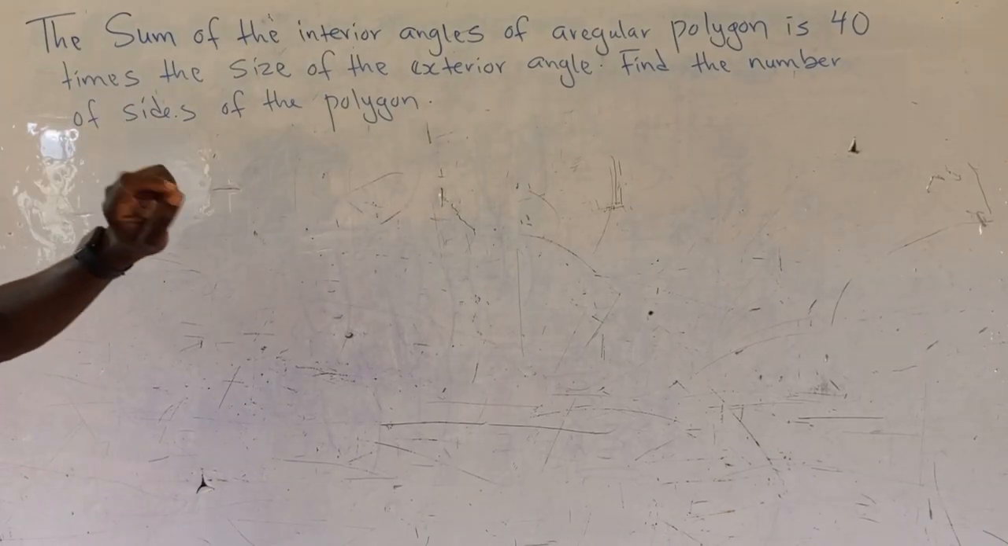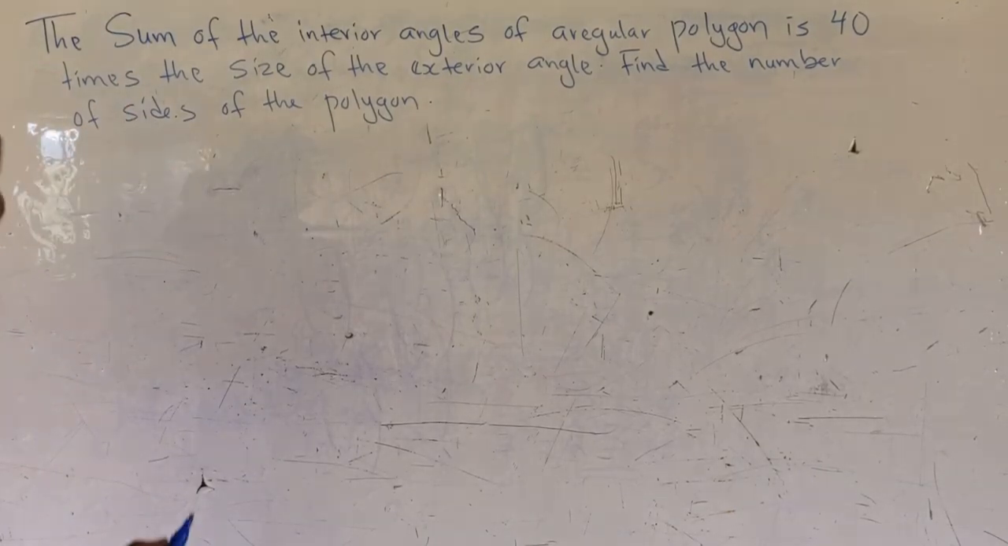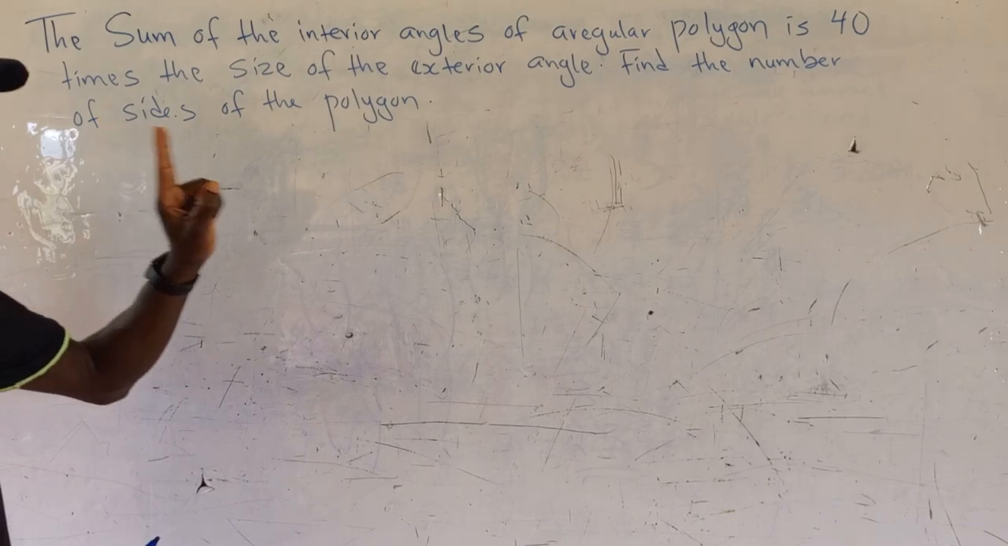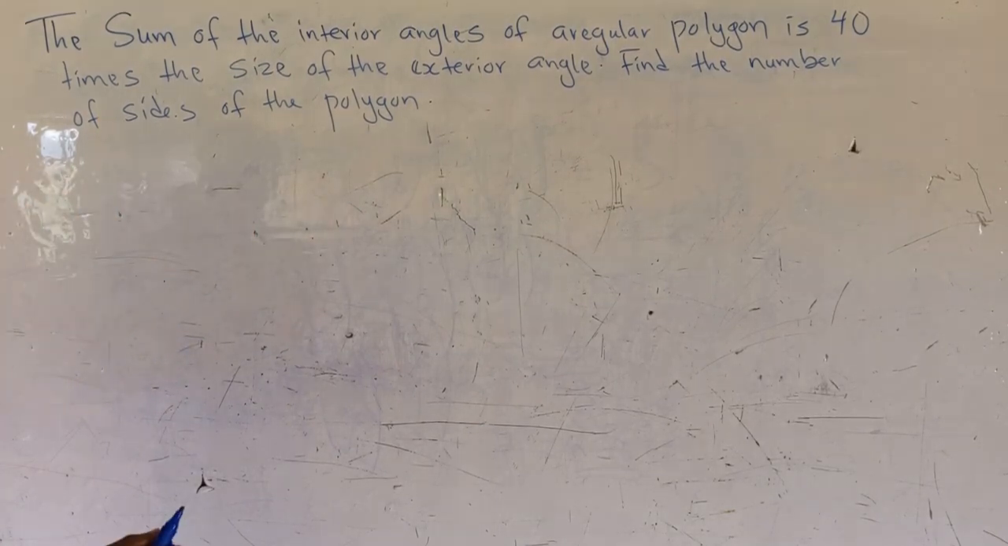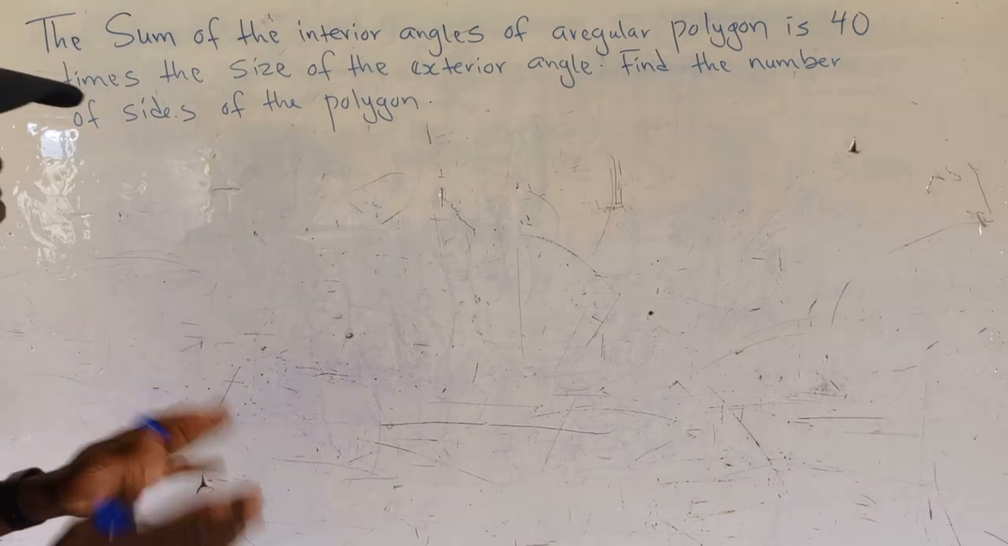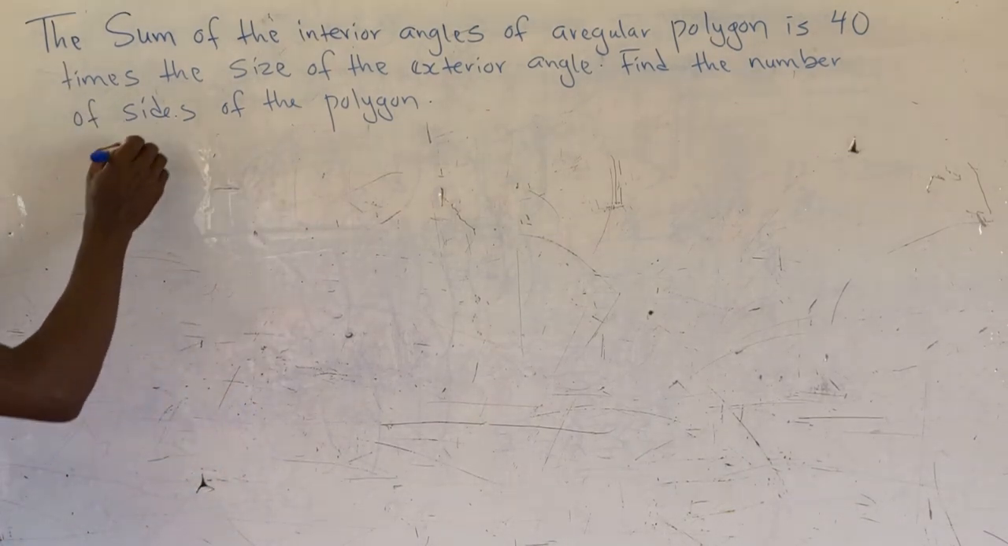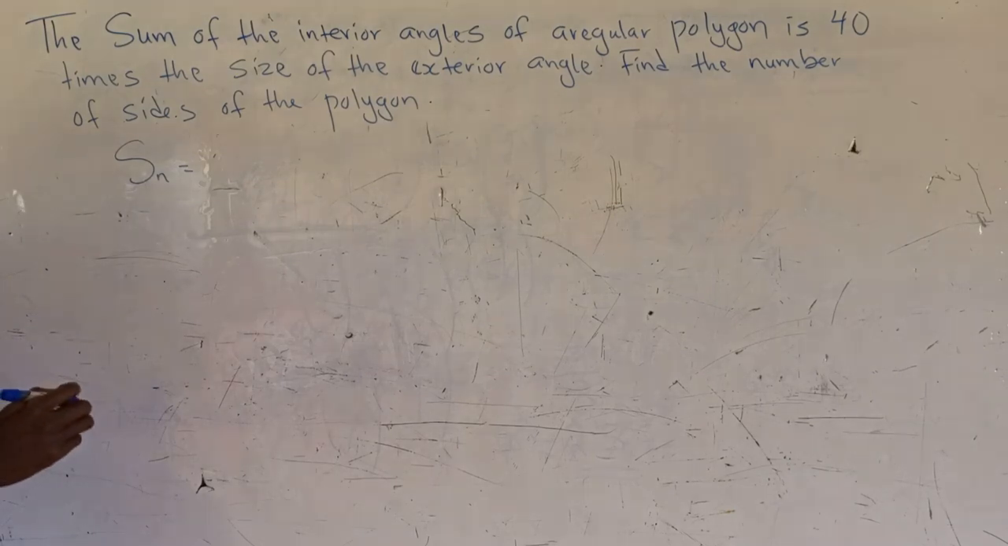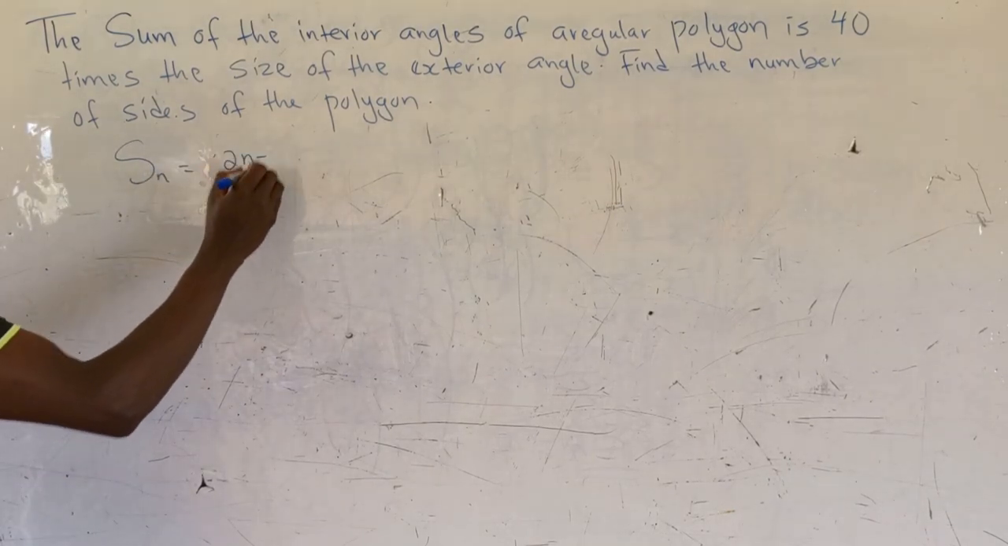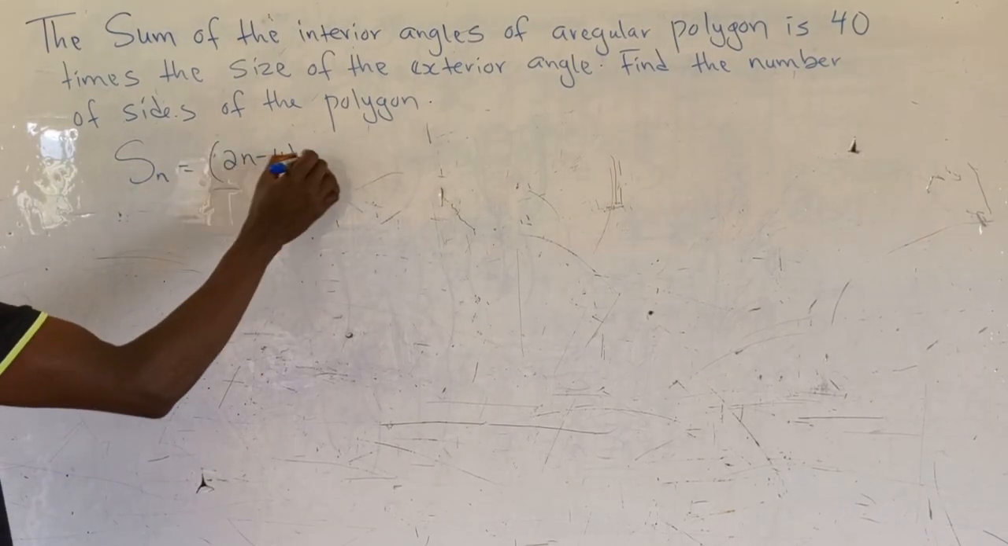The sum of the interior angles of a regular polygon is 40 times the size of the exterior angle. Find the number of sides of the polygon. So we can say let the number of sides be n, meaning from the formula, the sum of the interior angles of an n-sided polygon is given by 2n minus 4 multiplied by 90.